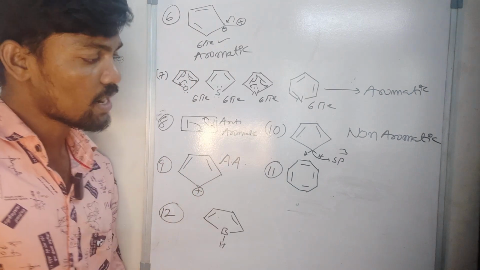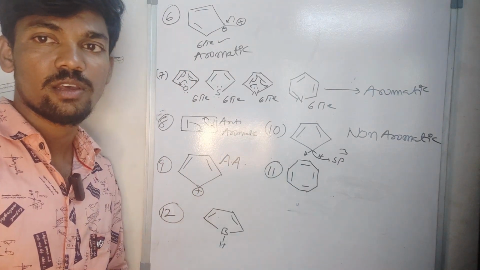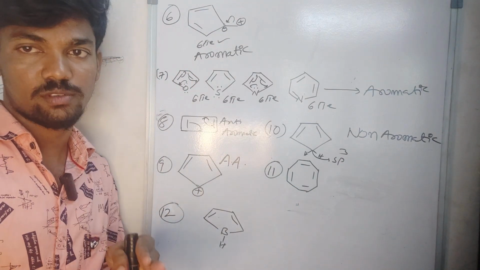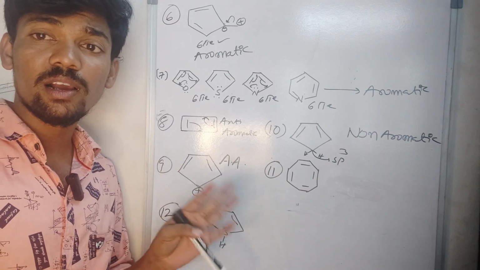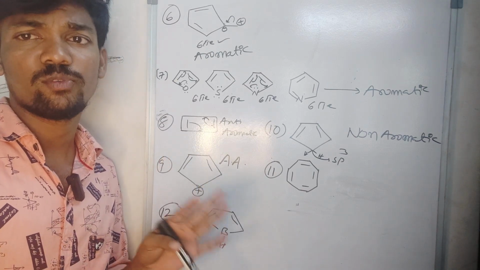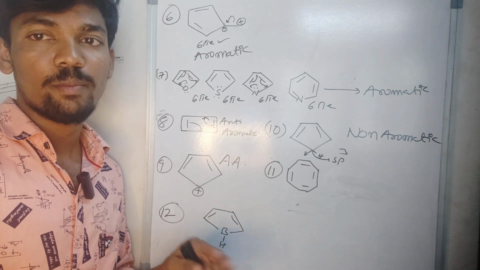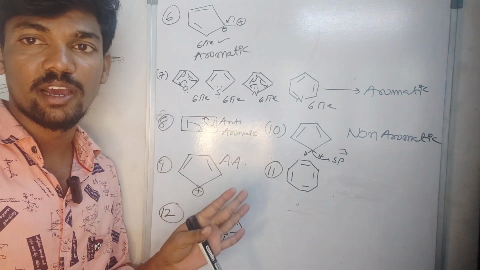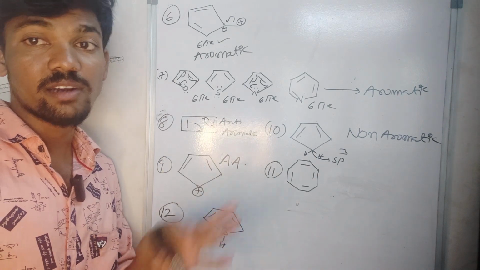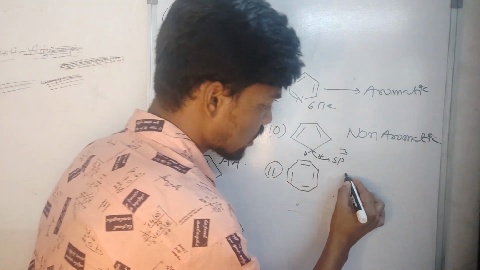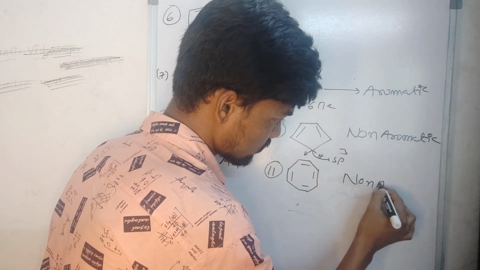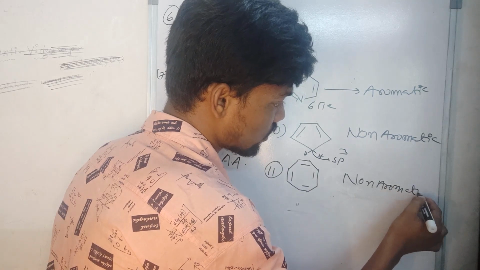Coming to this point, I already told you, this has 8 electrons. So by considering the rules, it will come under anti-aromatic. But if you keep the answer as anti-aromatic, it is not correct. The answer is non-aromatic. Non-aromatic? How is it possible?